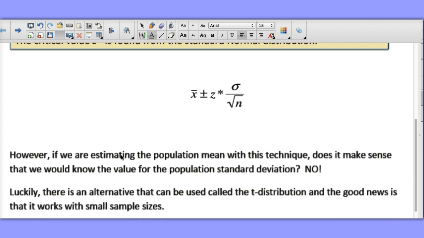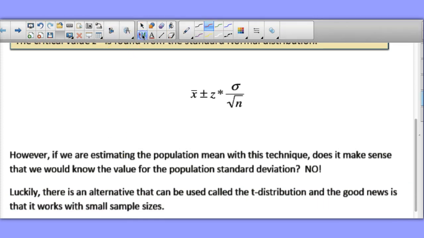One of the problems, though, is that notice we don't know the population mean. That's why we're estimating it. But to use this formula, we need to know the population standard deviation. If we knew the population standard deviation, wouldn't we know the population mean? So this is a bit of an unrealistic situation.